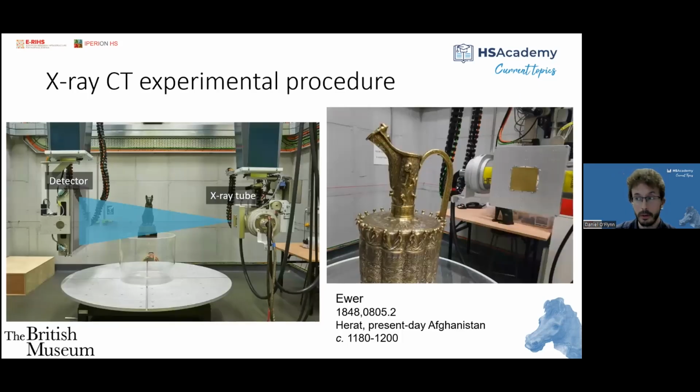So I want to now talk about the procedure for taking an X-ray CT scan. How do we practically do it in the lab? I'm using the example of an Islamic ewer, which I CT scanned previously in the British Museum X-ray lab. I'll show you the step-by-step process of how we did the CT scan. The ewer here in the photograph on the right is set up in the lab, and the object you can see to the right-hand side is the X-ray tube.